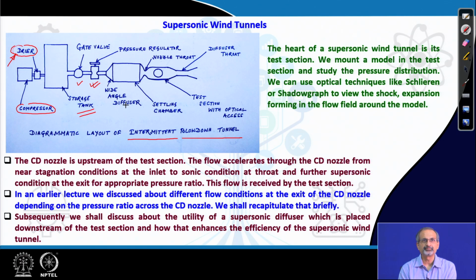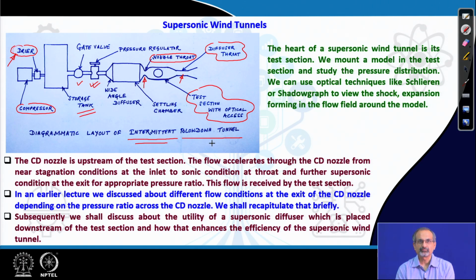inside the settling chamber. Then you allow it to run through a CD nozzle where you can see the nozzle throat, and then into a constant area test section with optical access, and finally, the flow moves through what is called a supersonic diffuser, where you have the diffuser throat over here, which is slightly more extended than the CD nozzle throat that we had here. So, this is a rough structure, a schematic of an intermittent blow down tunnel.